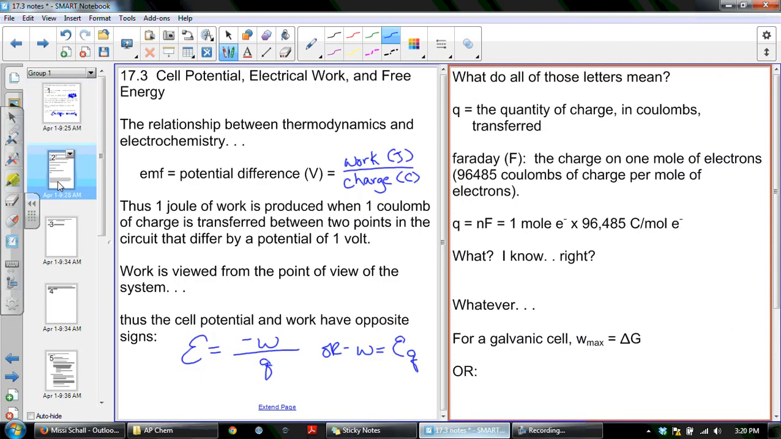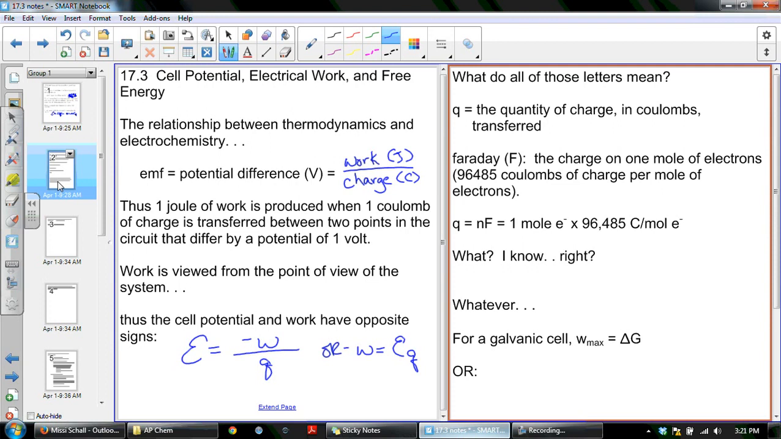If we look on the next page, it says, what do all these letters mean? In this case, that little q, now remember we talked about heat before with a little q, now little q means a quantity of charge in coulombs transferred. And so now we're going to get into what is a coulomb. Well, we have a number called a Faraday, a capital F. The charge on 1 mole of electrons is 96,485 coulombs of charge. So now that kind of tells you what a coulomb is. It's a unit of charge. 96,485 of these units of charge equals a Faraday.